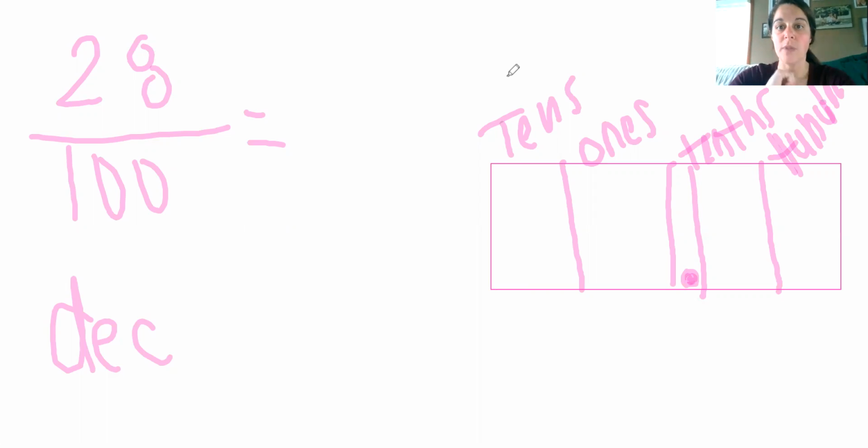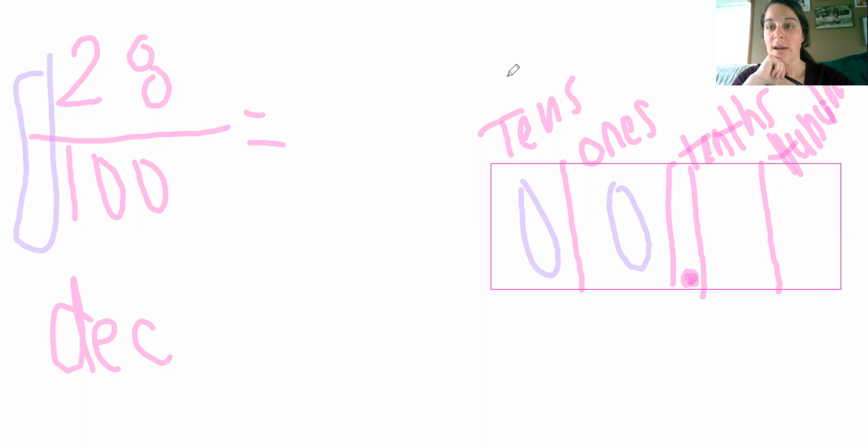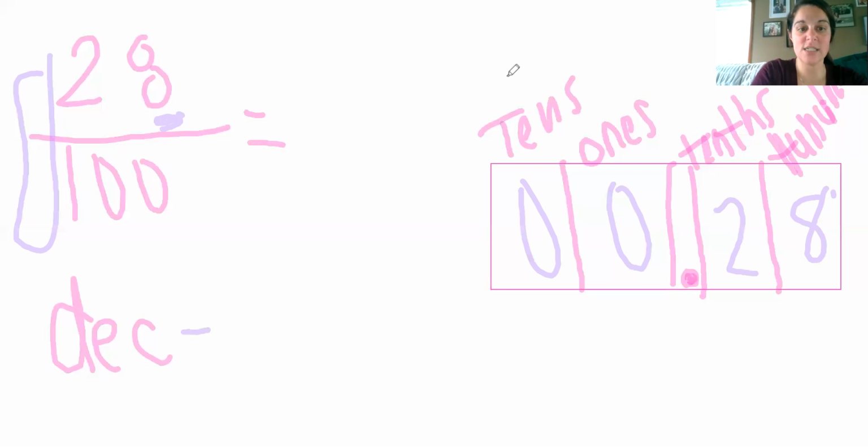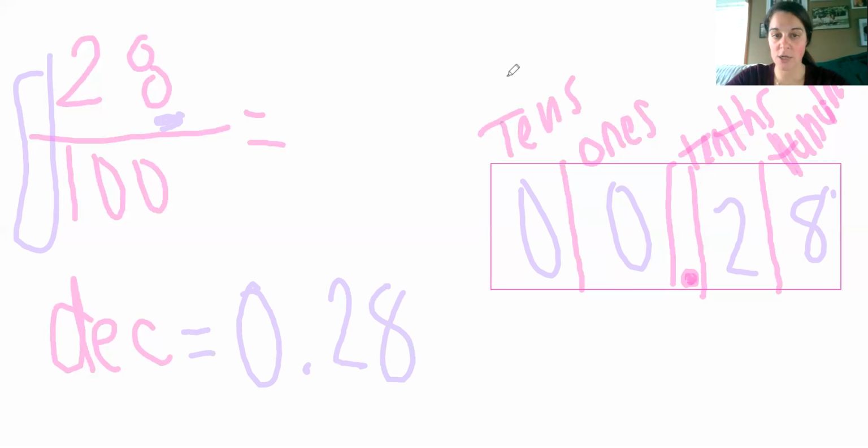All right, so taking my information. I have no mixed numbers here, do I? So I have 0 tens, 0 ones. I have 28 hundredths. So again, I just put them in order as they're written here. So the 8 is the last number. 8, 2. I have 28. How would I represent this as a decimal? 0.28 hundredths. All right. Okay.